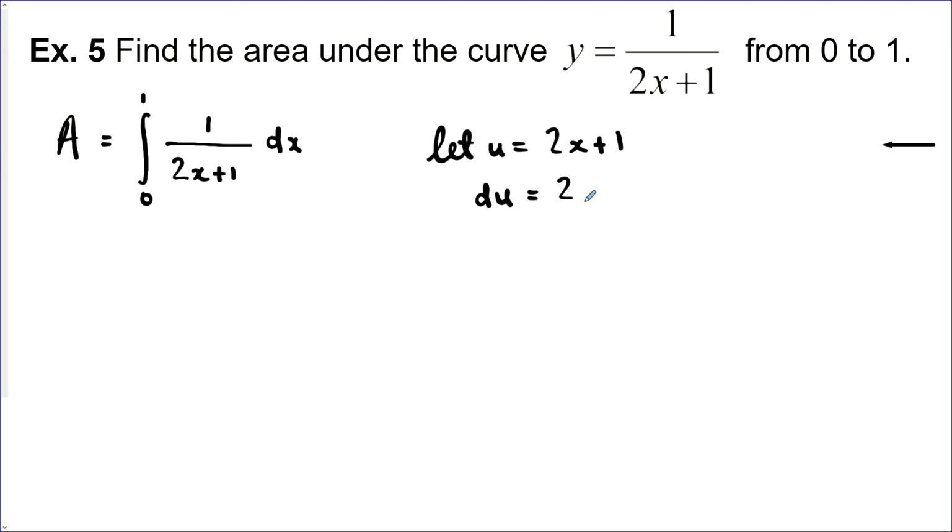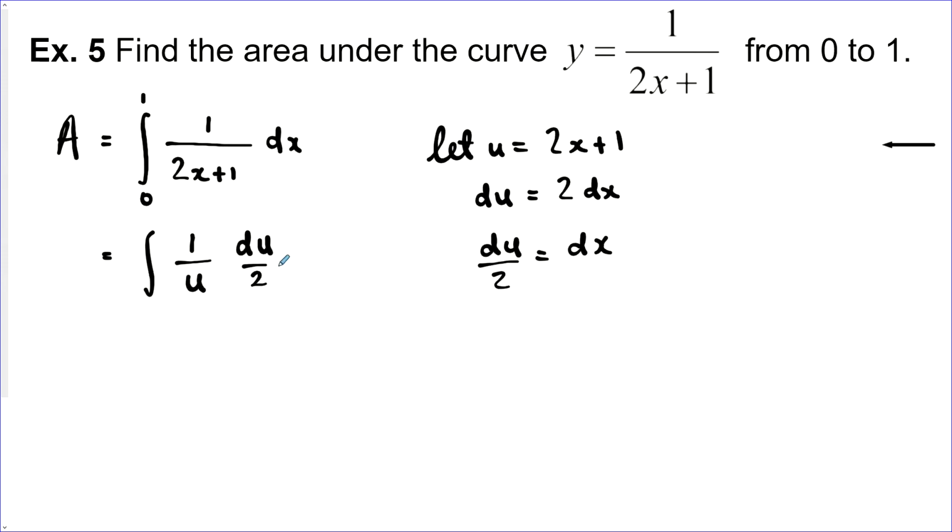And that way our du is equal to 2 dx. And I don't see a 2 here, so I'm just going to rearrange this. Divide both sides by 2. And now we can do our substitution. So this is just 1 over u, and this is du over 2.